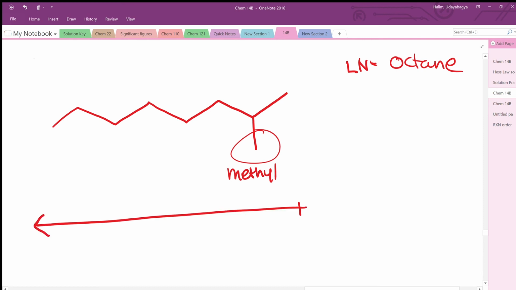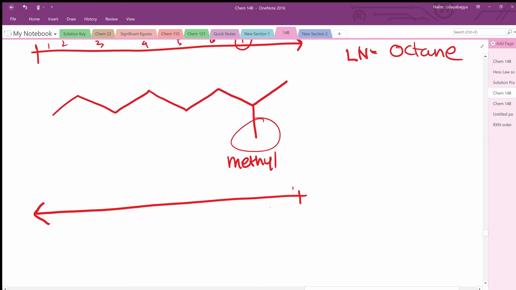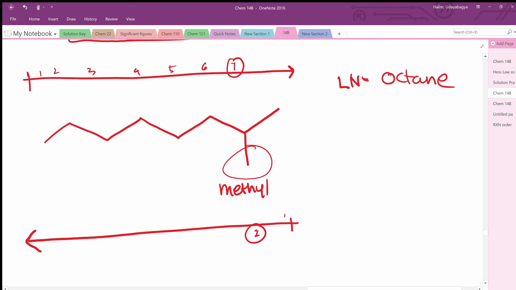Now there's two ways you can count the number. I can go from here: 1, 2, 3, 4, 5, 6, 7. So I can give the methyl position number 7. Or if I count from the right to the left, this is 1, 2, and I can give it position number 2 or position number 7. It's going to be the lowest first number, so I'm going to give it number 2 first. So it is going to be a 2-methyl.